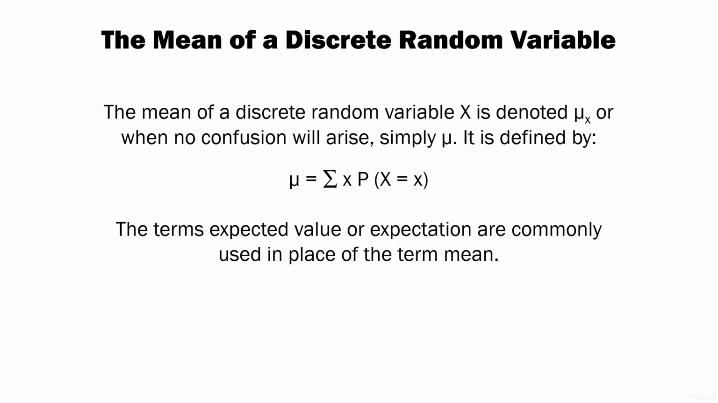The mean of the discrete random variable x is denoted by mu sub x, or where no confusion arises, just simply mu. So hopefully you guys are cool with just going forward with just mu. And it is defined by this formula here, which states mu is equal to the sum of x multiplied by the probability of x equals x. And so that means that to obtain the mean of the discrete random variable, multiply each possible value by its probability and then add those products together. The terms expected value or expectation are commonly used here in place of the term mean as well.